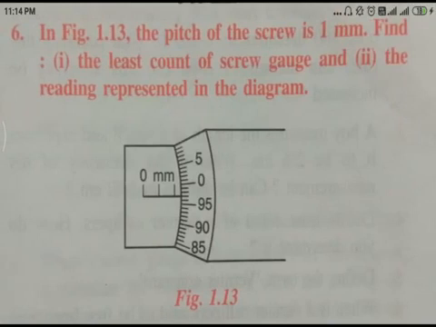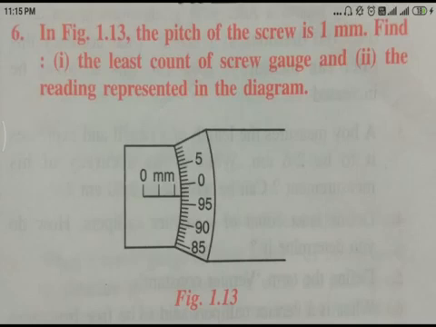Another example is over there. See, what you need to find is the pitch of the screw. The pitch of the screw is 1 millimeter. Then you need to find the least count of the screw gauge. See over here, it is clearly visible the circular head has 100 divisions. Now least count is what? Pitch divided by the total number of divisions. So 1 divided by 100, it will become 0.01 millimeter, or you can say 0.001 centimeter. This is the least count.